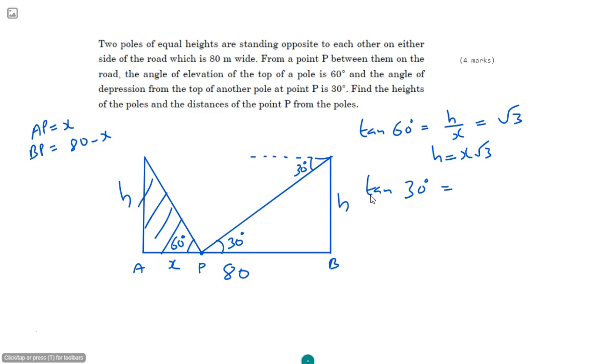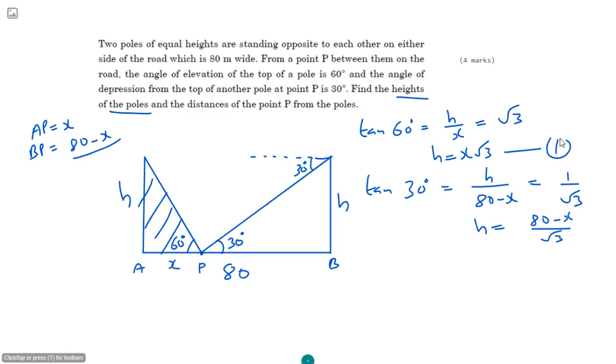And if you use tan 30 in the other triangle, you know that this height is also h. So tan 30 is equal to h by 80 minus x because BP is 80 minus x as we have seen here. And you know the value of tan 30, that's 1 by root 3. You need to find the heights of the poles. So you need to find h and the distances of the point P from the poles. So you need to find both AP and BP, right? From this equation you can write h is equal to 80 minus x by root 3. Now equating h from these two equations, x root 3 is equal to 80 minus x by root 3.